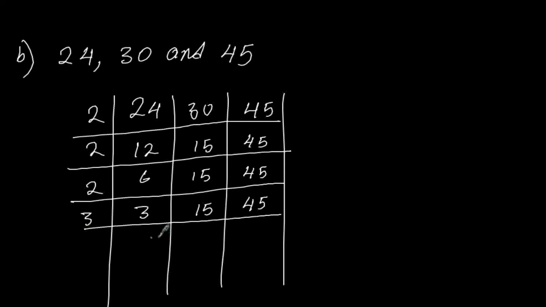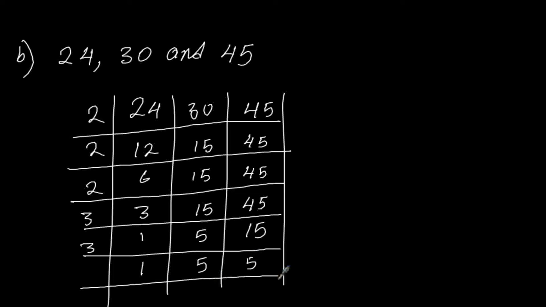So I go to 3, I get 1, and I divide 15 by 3, I get 5, and 45 by 3, I get 15. So the 3 can divide again, I use it. I get 1. It can't divide 5, but it can divide 15 to get a 5. And finally, I use 5 to get 1, 1, 1.